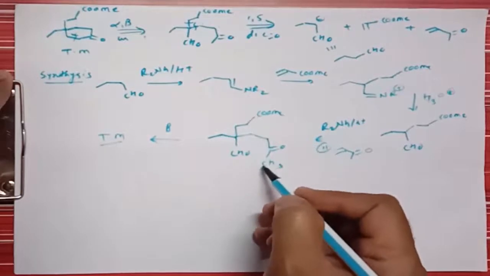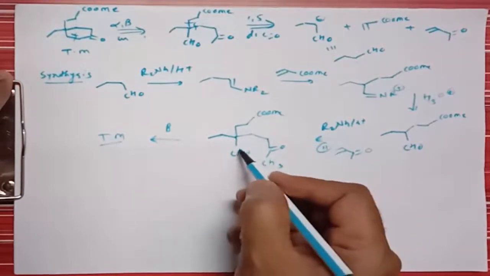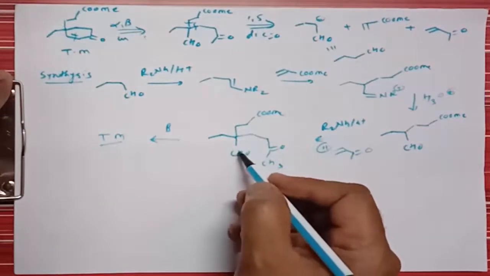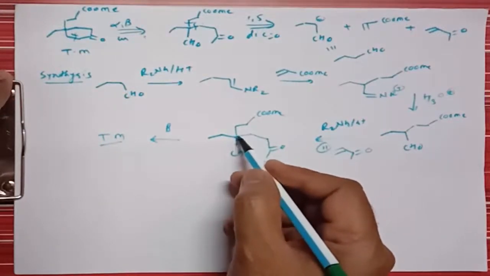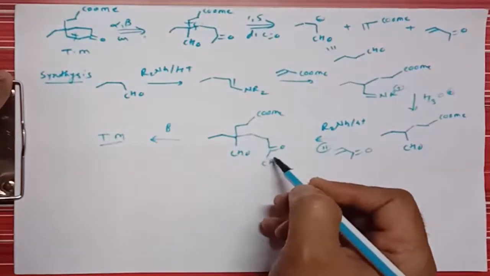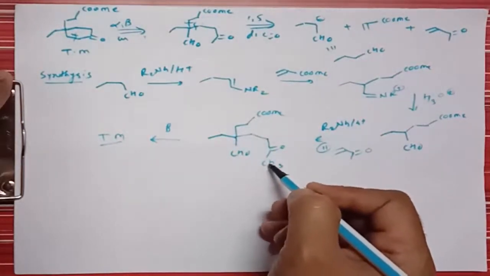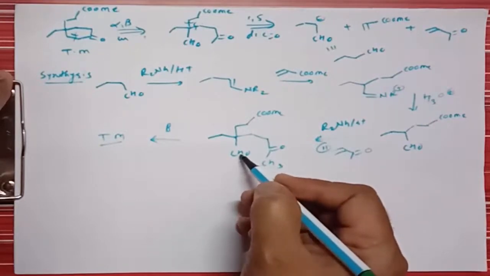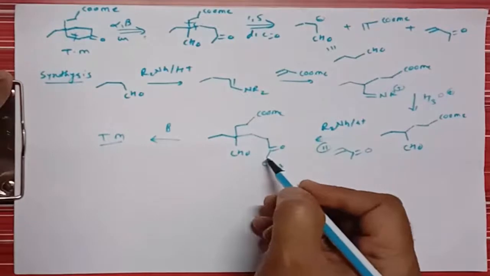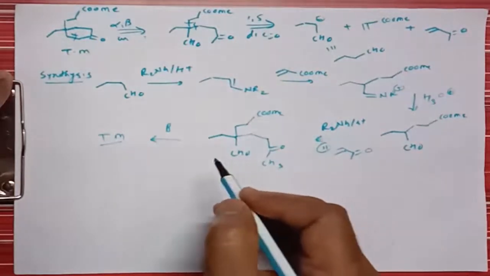That means base takes a proton from this side, because you know that the carbonyl group of the aldehyde is more active, but there is no alpha hydrogen present. Then after that the ketone is more reactive, so the proton will come from this side. It will react with this aldehyde. It gives formation of a beta hydroxy carbonyl compound, and in the second step it eliminates the water molecule.